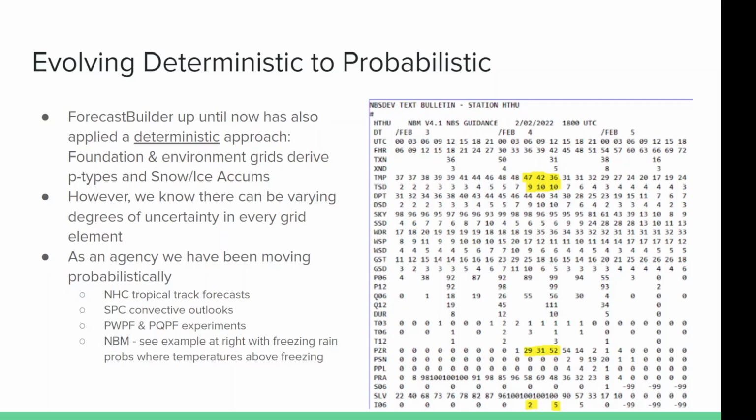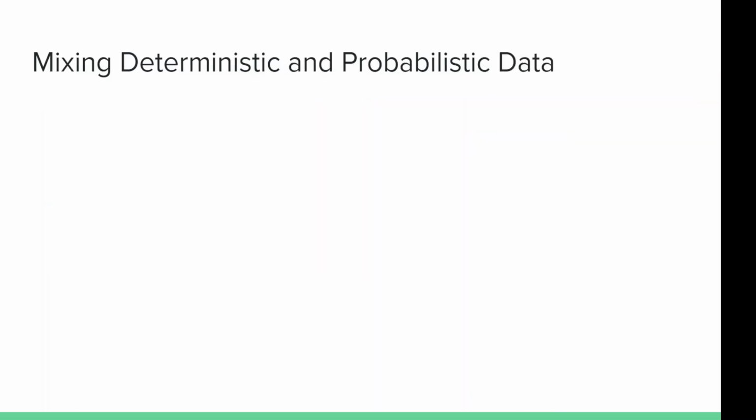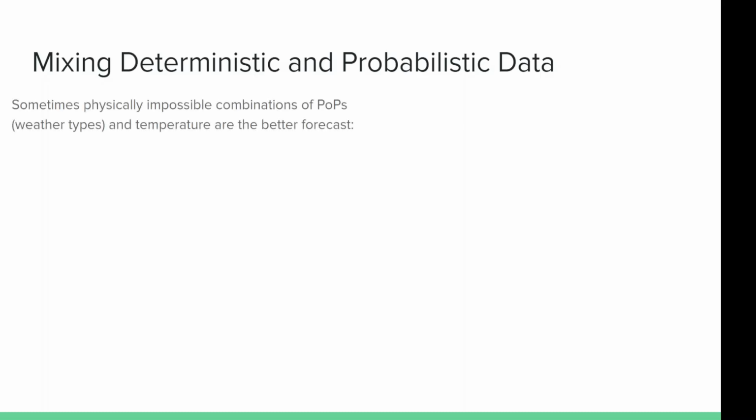So how can we take something like ForecastBuilder that is, or was, very deterministic and let it become more probabilistic? What we are about to show here is how ForecastBuilder is moving probabilistically while mixing in that deterministic data. Sometimes physically impossible combinations of POPs, weather types, and temperature are the better forecast. So using this example from Dallas-Fort Worth for Tuesday night, which says partly cloudy with a 30% chance of rain and low below freezing at 28, that just wouldn't make sense. But we need to check out the meteorology.